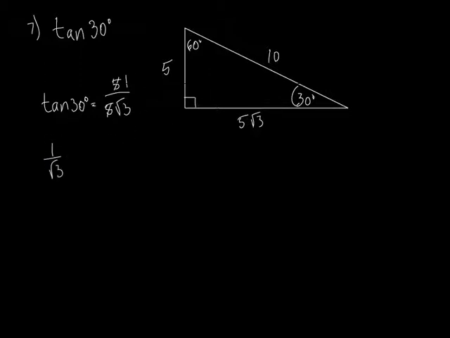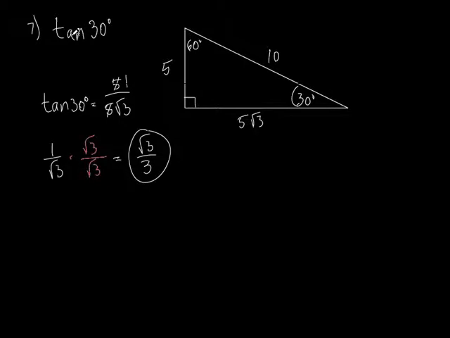But we don't want to leave it like that. We don't like a square root in the denominator, so what do we do? We get rid of it by multiplying the top and the bottom by the square root of 3. We've talked about that before, so that shouldn't be new. And then let's simplify it. That's square root of 3 over square root of 3 times square root of 3 is 3. That's the tangent of 30. That's how we write it, just like that.